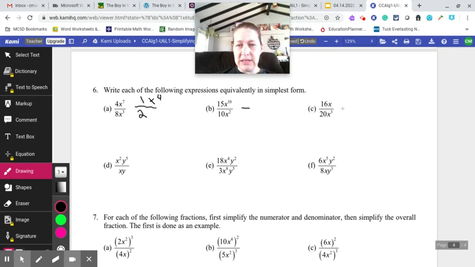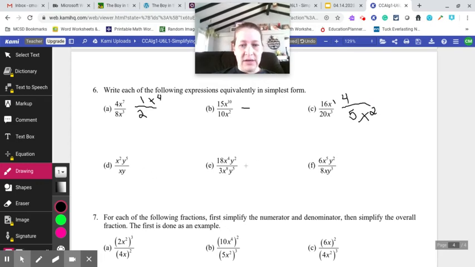Let's look at letter C. 16 divided by 20 is 4/5. Okay, this is actually x to the 1, x to the third. X to the third is the largest exponent, so it's going to go on the bottom. 3 minus 1 is 2. And that one is done.